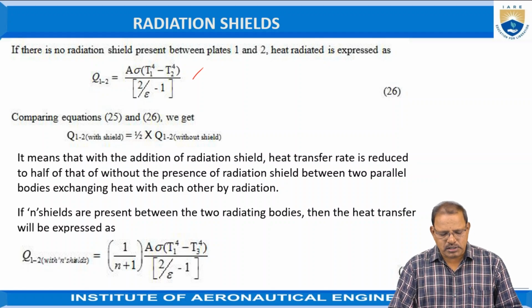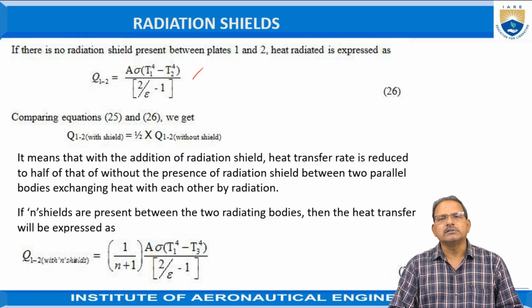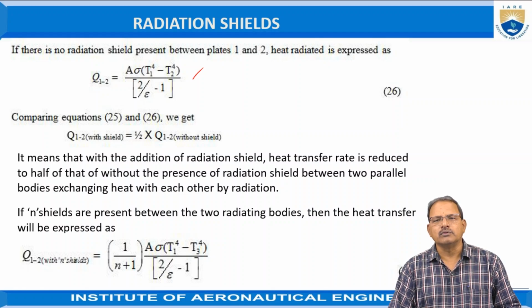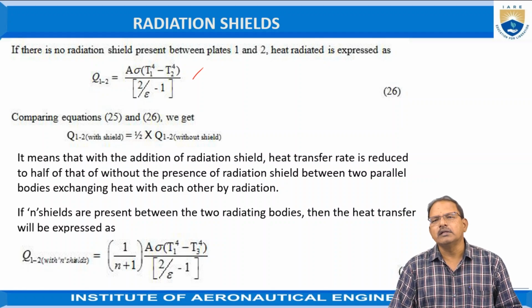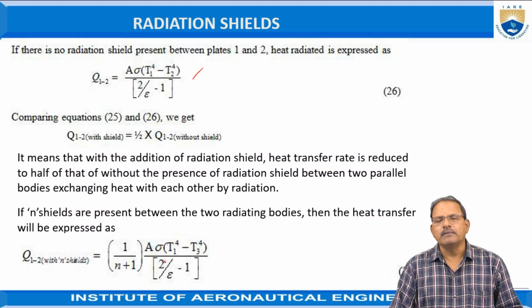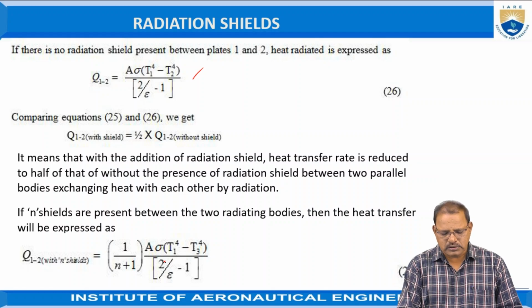If n number of shields are present between the two radiative bodies, then the heat transfer from 1 to 2 will be expressed as Q12 equal to 1 by n plus 1, where n is the number of radiation shields present between 1 and 2, into A into sigma into T1 to the power of 4 minus T3 to the power of 4 divided by 2 by epsilon minus 1.